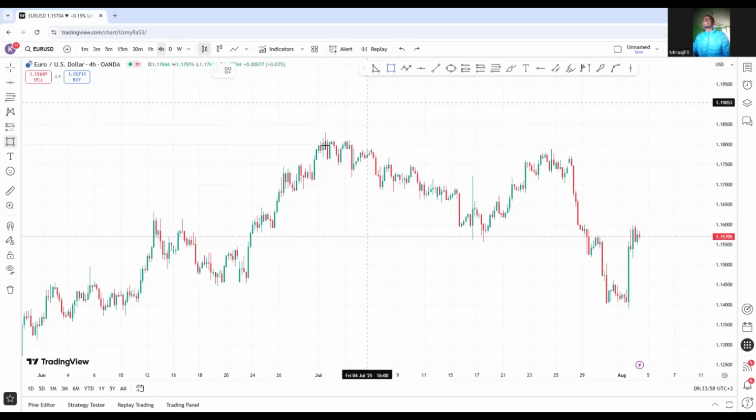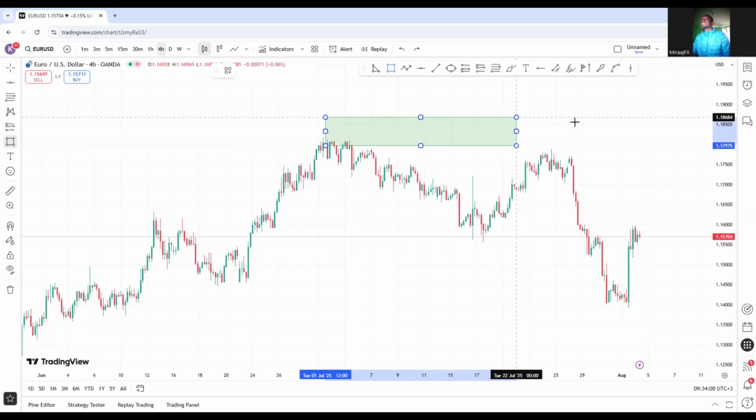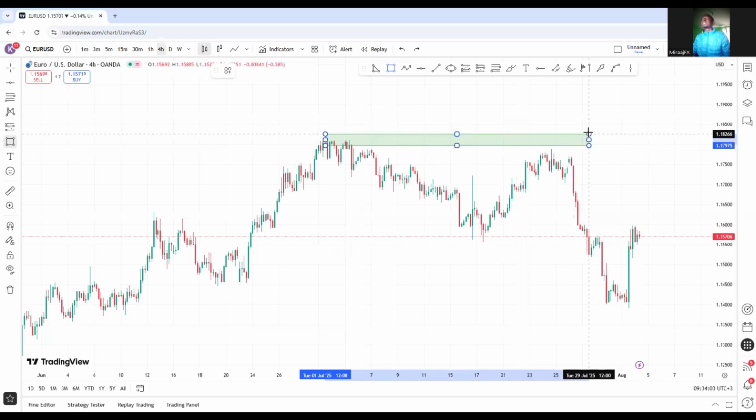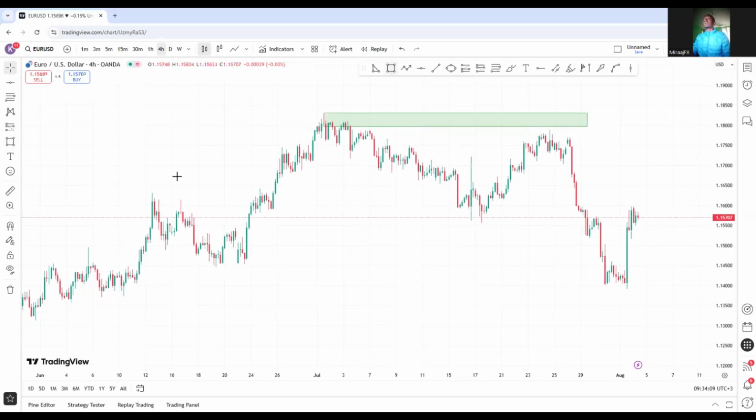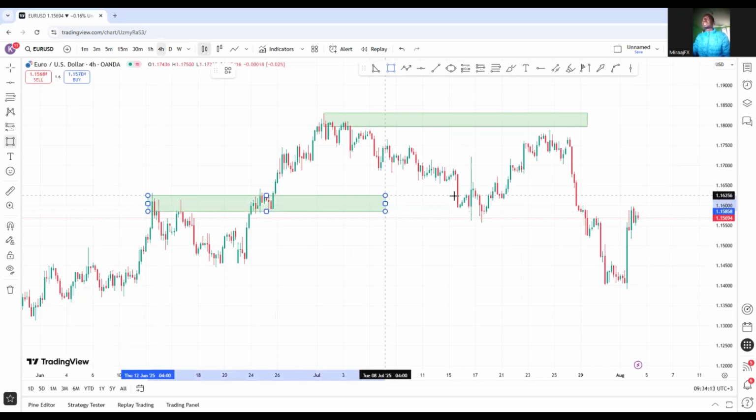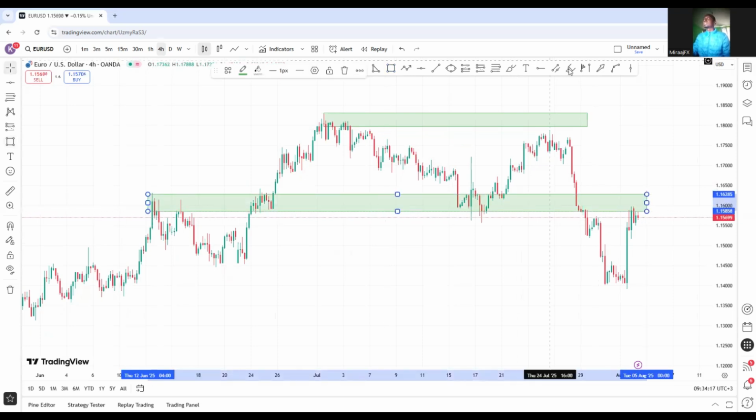Like for example, you can use that. You say now this is my resistance zone. The whole of that area is my resistance zone. Anything that comes around that area is my resistance zone. You can also say that this is now my resistance, the whole of that is my resistance. And this was resistance on this side.